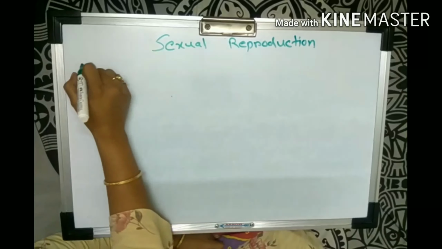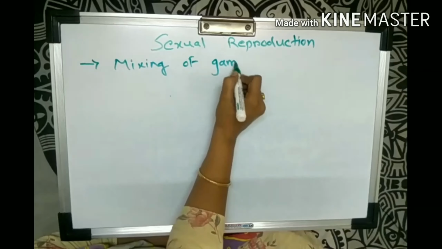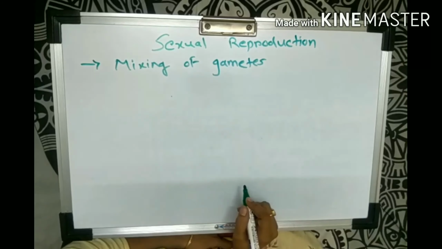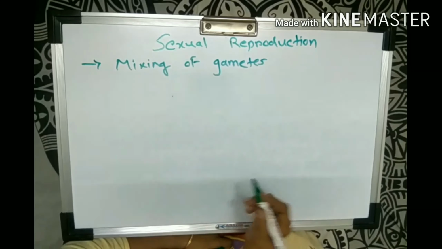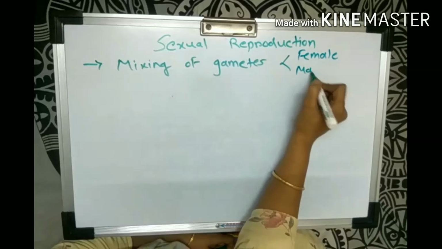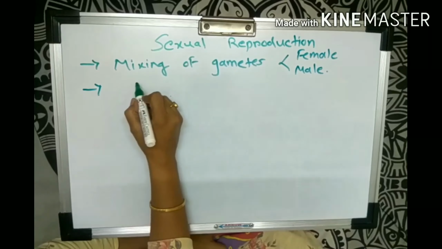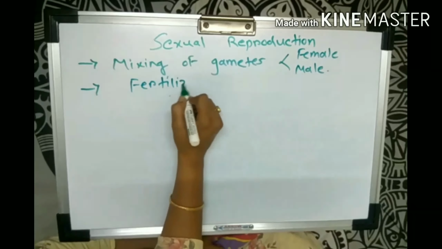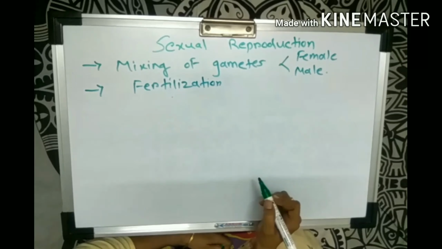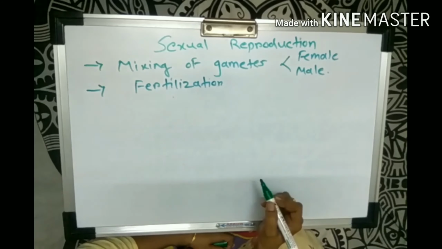What is sexual reproduction? The first point is there is mixing of gametes, which are formed after maturity in all the organisms or all the higher plants. There are two types of gametes, that is female gamete and male gamete. Now this mixing of gametes is called fertilization. You can define fertilization as the mixing of male gamete and female gamete forming a zygote which is diploid, called fertilization.